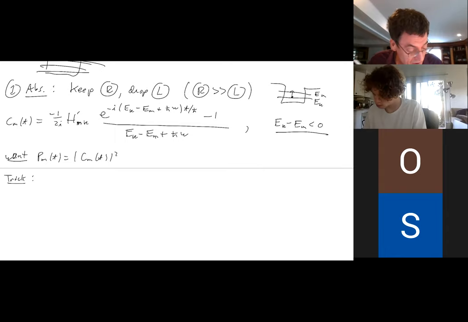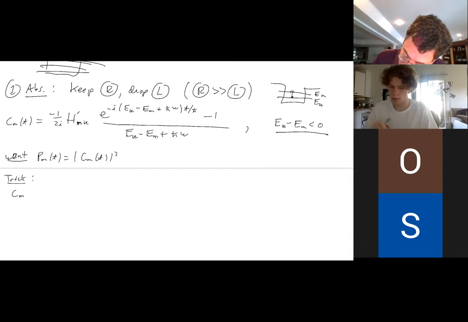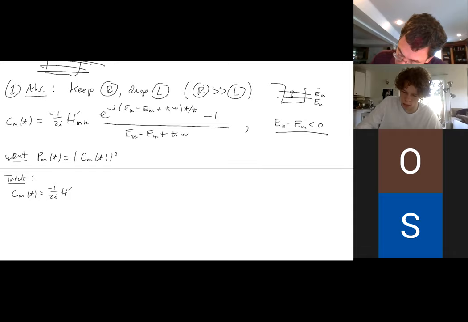We're going to have C_m of t equal to negative one over two i, same thing. But now we're going to pull out a factor. This is the factor we're going to pull out: this exponential factor, plus h bar omega times t, but we're going to divide by two h bar. So that's the trick. It's a math trick.